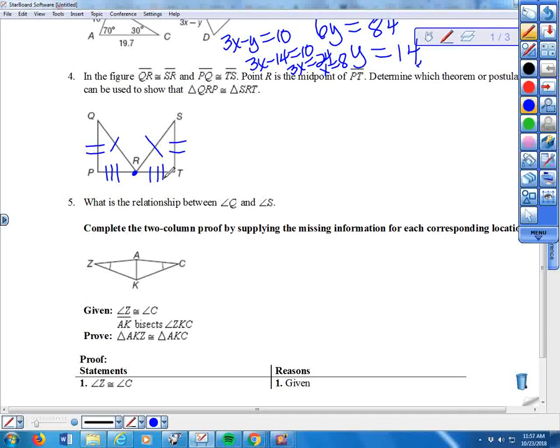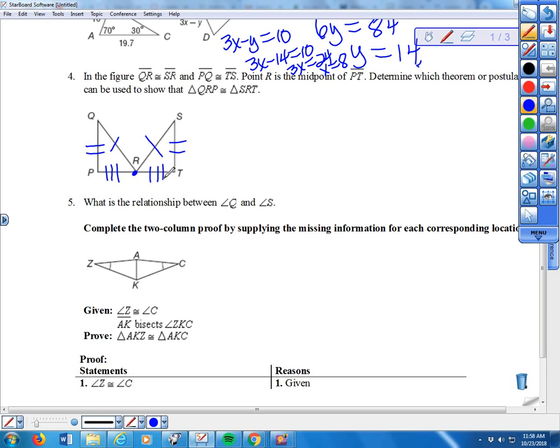Determine which theorem or postulate could be used to show that these 2 triangles are congruent. Anytime I'm trying to prove 2 triangles congruent, I'm going to use one of 5 theorems or postulates: side, side, side; side, angle, side; angle, side, angle; angle, angle, side; and hypotenuse, leg. Those are the 5. I was surprised at the number of people that had an angle in their answer. You were not given anything about angles here. You were only given sides. So the only postulate that would work here is side, side, side.